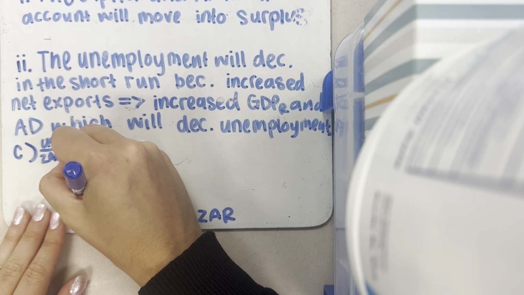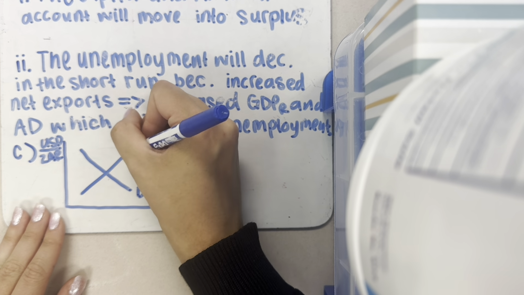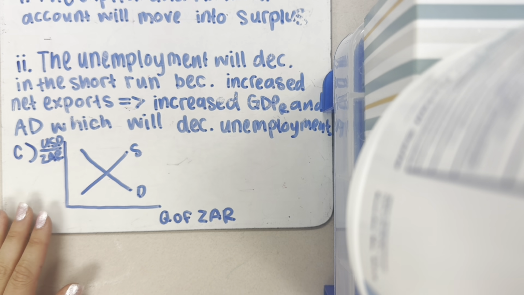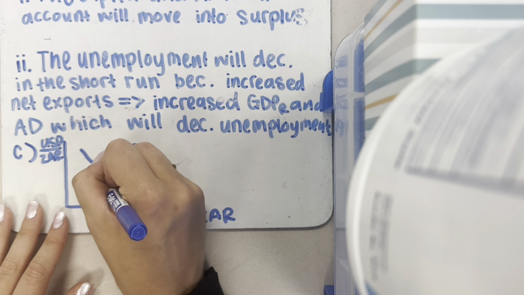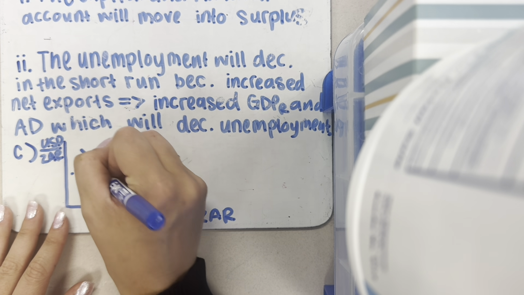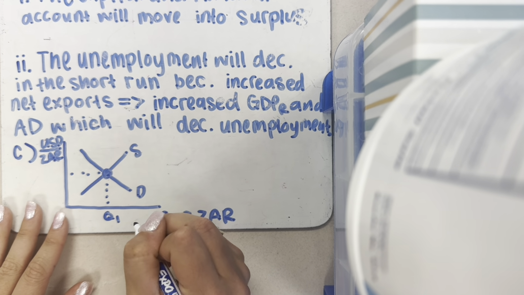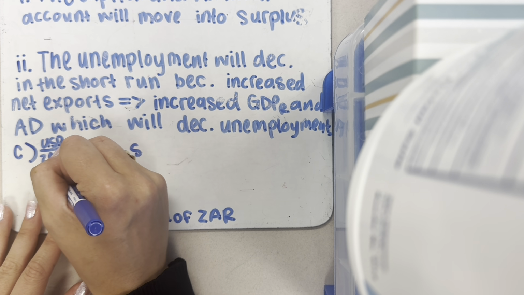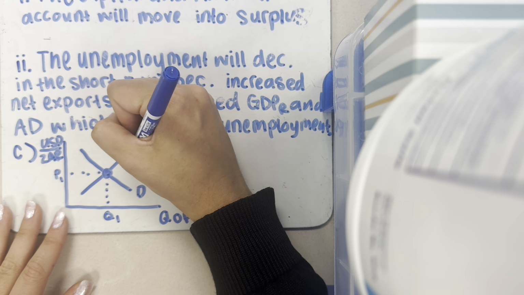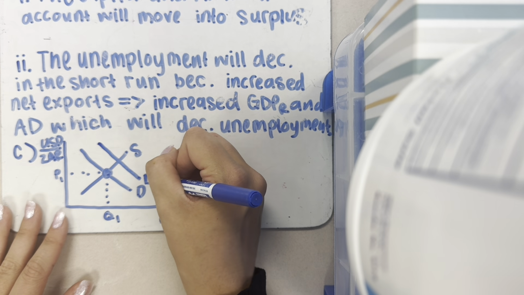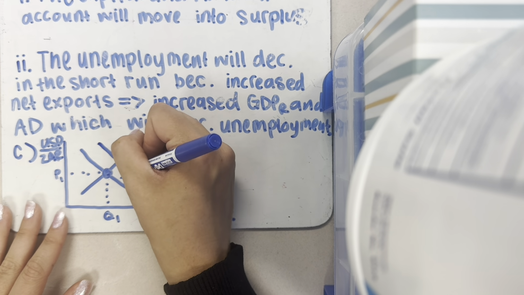Next, we're going to draw our supply and our demand with the equilibrium being Q1 and P1. And the demand will move to the right.